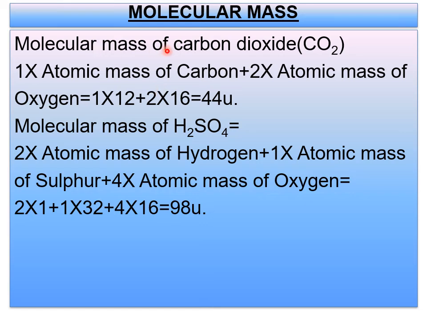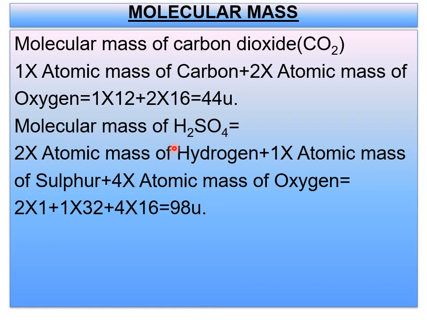So children, the molecular mass of carbon dioxide, that is CO2. Here we have one atom of carbon and two atoms of oxygen. So the formula will be like this: 1 into atomic mass of carbon plus 2 into atomic mass of oxygen. 1 into atomic mass of carbon is 12, 2 into atomic mass of oxygen is 16. So 12 plus 32 gives you 44. You have to write the unit for molecular mass. Unit is U.